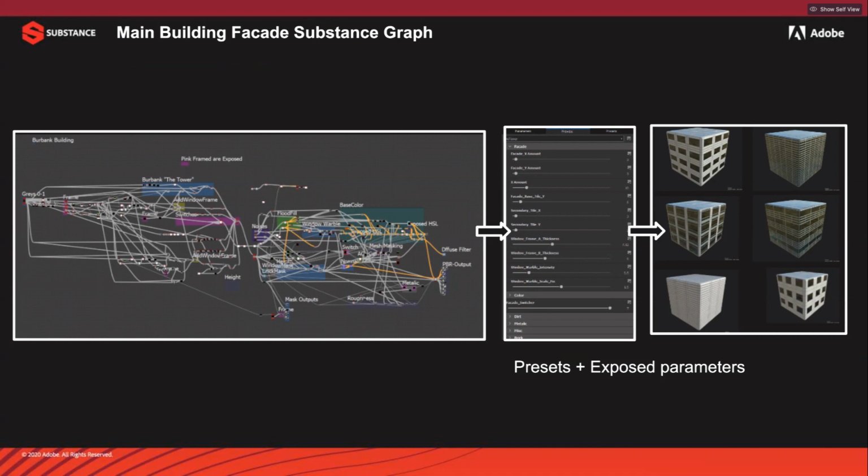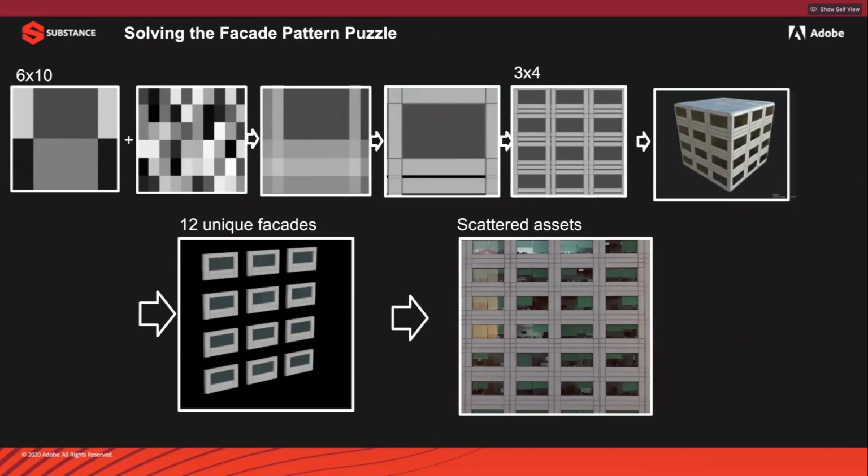So this is just my messy graph for the main building. You can see I've exported my exposed parameters, and then presets. I set up all the presets to get all the main facades. So in Painter, I can just switch on those different presets and I get the materials. It was kind of my challenge to try and get all of the facades available from the same material.